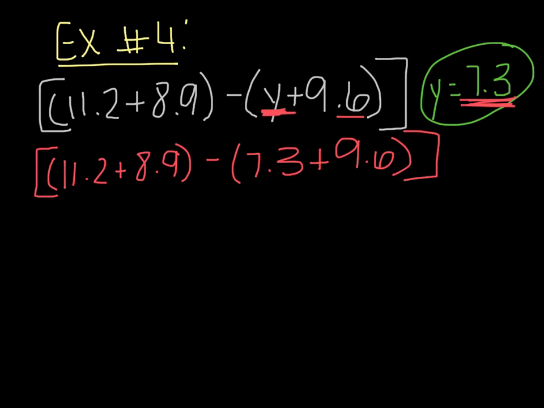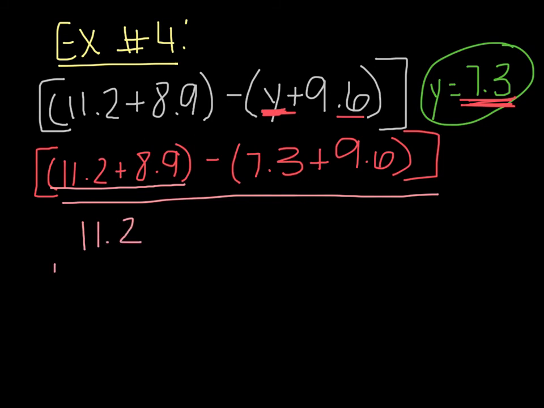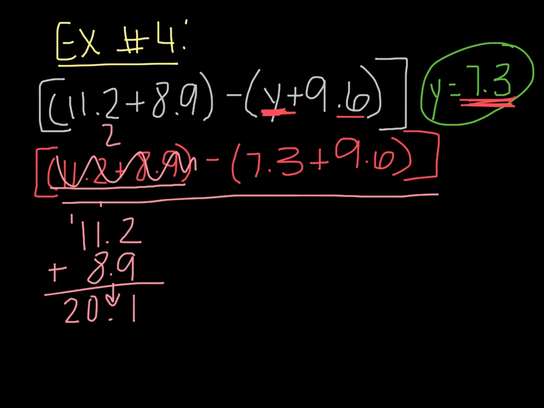Okay, actually this whole problem is in brackets, so I'm going to do the whole thing, but I'm going to follow the order of operations within the brackets. So I would do this parentheses first, because it comes first. So I have 11 and 2/10 plus 8 and 9/10. Bring your decimal down. And then add. 9 plus 2 is 11. 8 plus 2 is 10. And then 1 plus 1 is 2. So now in place of this, I have 20 and 1/10.